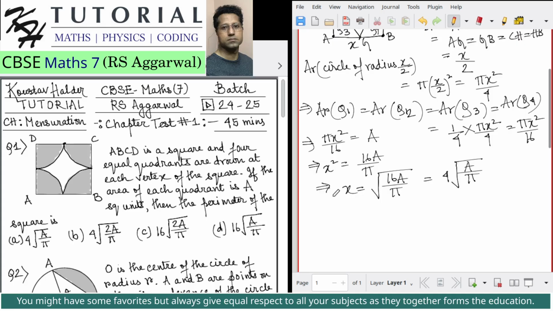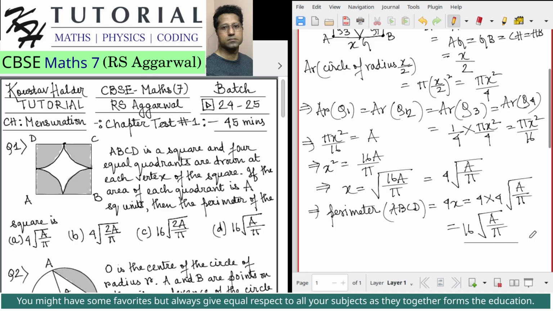So this implies the perimeter of the square ABCD will be equal to 4x. This is equal to 4 multiplied by 4 square root of a by pi, which is equal to 16 multiplied by the square root of a by pi. So this is the perimeter of the square. So the correct choice is D. D is the correct choice.